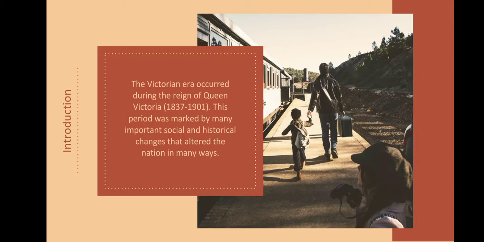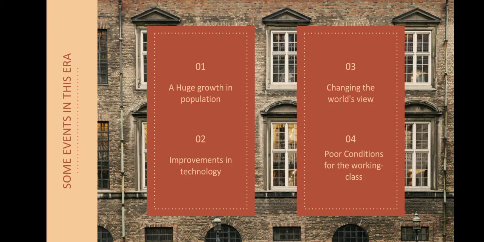country in the world. Some events that took place in this era are: the first is a huge growth in population. So during this era, the population of England more than doubled from 14 million to 32 million. There were also some significant improvements in technology. So the Victorian era slightly overlaps with the British Industrial Revolution, which saw big changes to the way people lived, worked, and traveled. This improvement in technology offered a lot of opportunity for the people in England, but also represented a major upheaval in regards to how people lived their lives and interacted with the world.